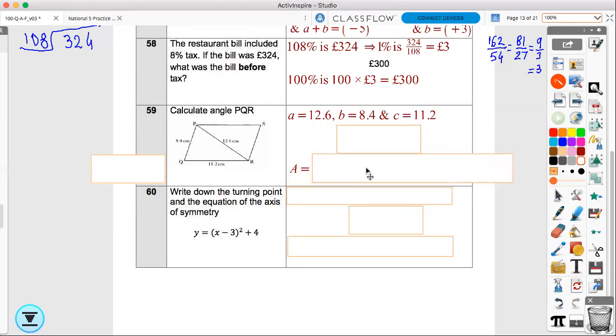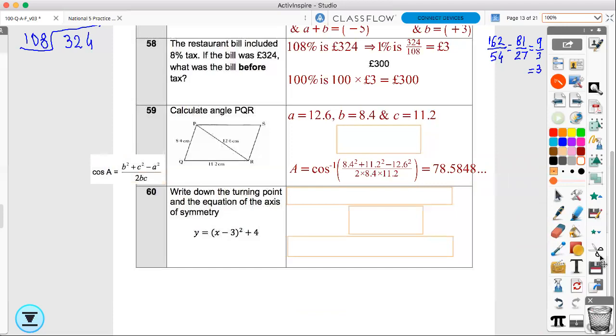And A is just inverse cos of (a squared plus b squared minus c squared) divided by 2bc, based on that. So that is from your formula sheet. Yeah, your formula sheet there.